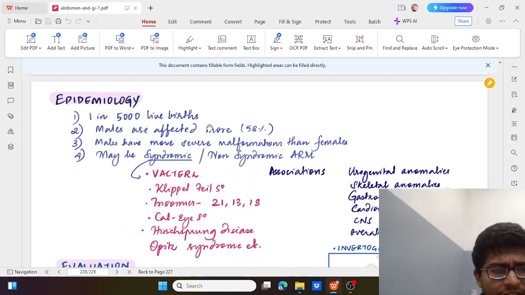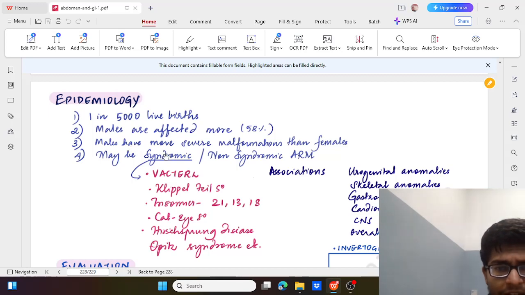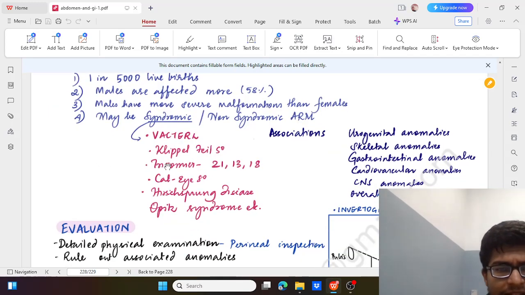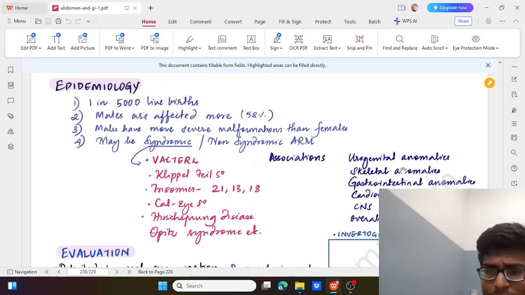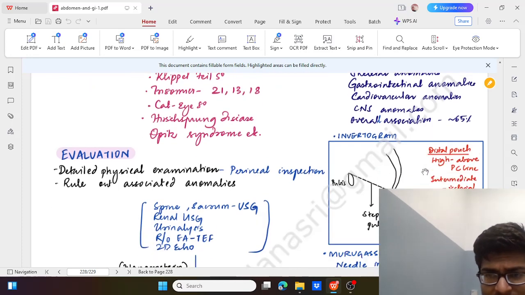Now we see the epidemiology. It is seen in 1 in 500 births, and males are more commonly affected, up to 60% of the time, and have more severe malformations than females. These can be associated with syndromes and non-syndromes also. They are VACTERL, Klippel-Feil syndrome, trisomy 21, 13 and 18, that is Down, Patau and Edwards, then cat's eye syndrome, Hirschsprung disease and Opitz syndrome. Associated anomalies will be urogenital, skeletal, GI, cardiovascular and CNS anomalies. Overall association will be 65%.